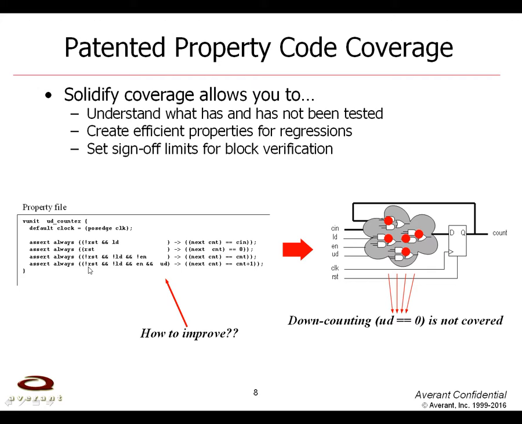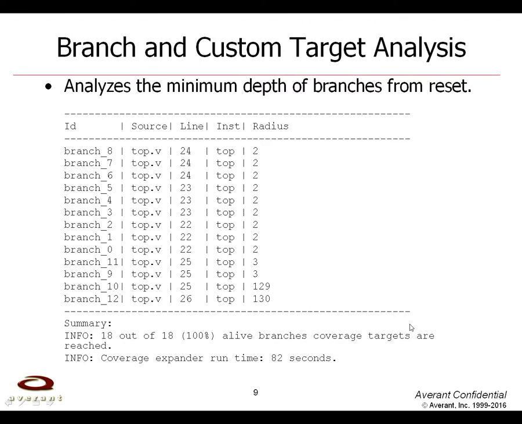Solidify includes code coverage, and code coverage takes a set of properties, and then it tells the designer what areas of the design are still uncovered. For example, in this up-down counter, we're saying that the UD0 is not covered and it needs additional properties.